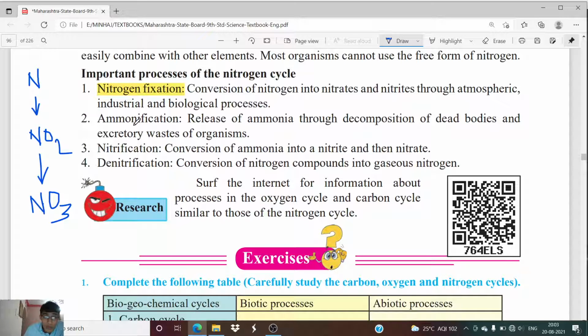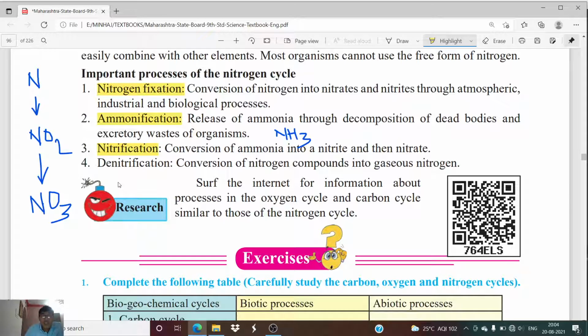Then ammonification. What is ammonification? It is the release of ammonia through decomposition of dead bodies. Okay, so release of ammonia through decomposition of dead bodies and excretory waste of organisms. So as we know, ammonia, that is NH3, okay, NH3 molecule, it is released from the waste of the living organisms and the dead bodies of the organisms. Then nitrification is there. It is the conversion of ammonia into nitrite and nitrate. Okay, so the conversion of ammonia, that is NH3, into nitrite and nitrate is nothing but nitrification.